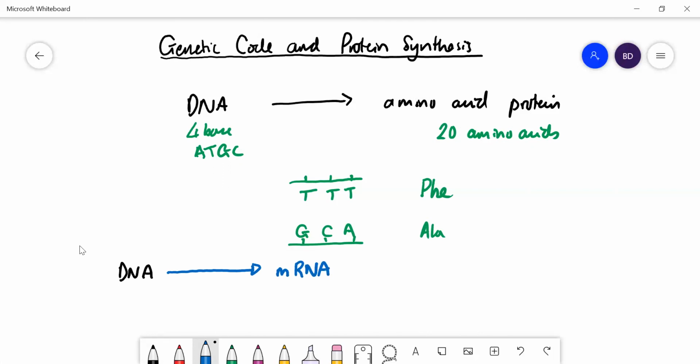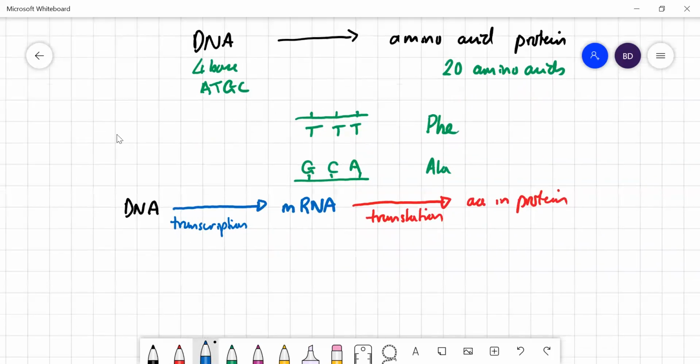In eukaryotes, that messenger RNA then passes out of the nucleus, and it is converted at the ribosome into a sequence of amino acids in the protein. And this process is called translation, and we'll talk about that in the next video. It's a bit much to do in one. This process here of making a copy of the DNA is called transcription, and that's what we're going to talk about now. Okay, so transcription, then, to make the messenger RNA molecule.